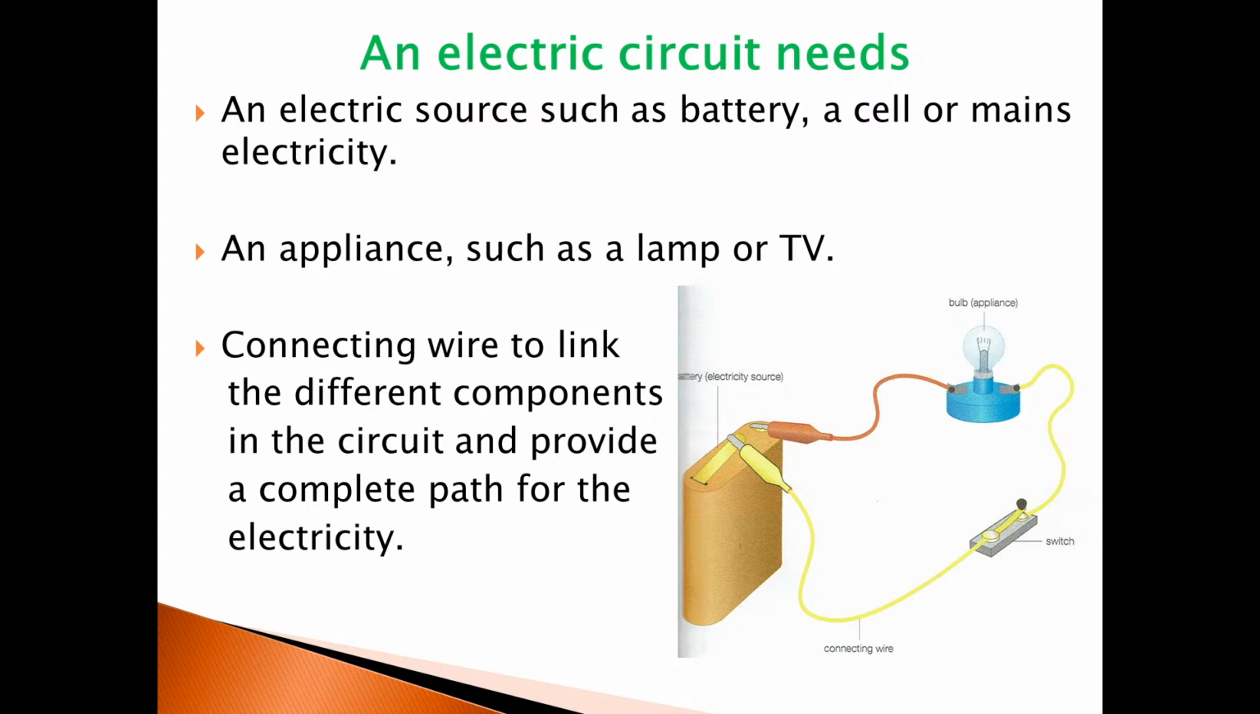Alright, so an electric circuit needs some different things. An electric source, such as a battery, such as a cell, or our main electricity. An appliance such as a lamp and of course a TV. And normally connecting wire to link the different components in the circuit and provide a complete path for the electricity.